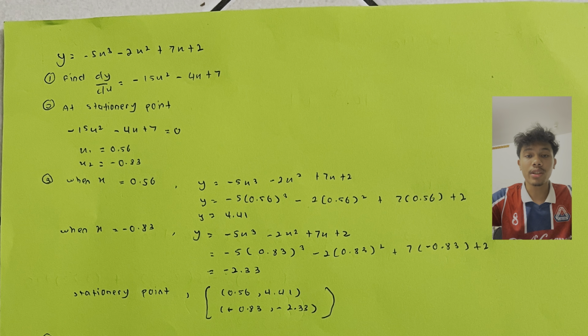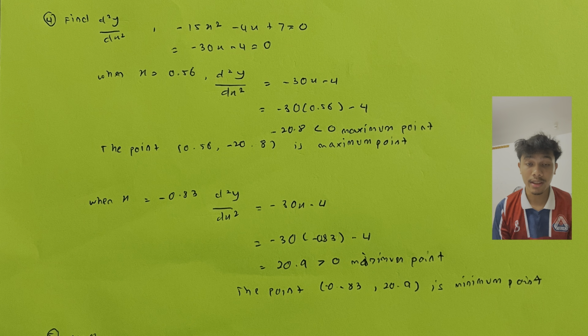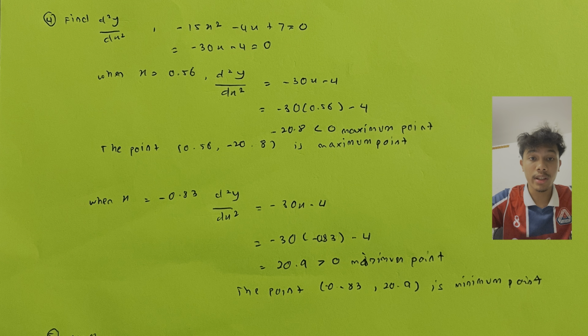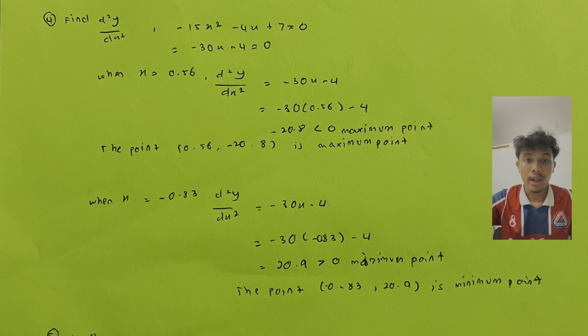negative 2.23. Then you must differentiate the differentiation that you got before, and that will be d square y over dx squared, and you will get negative 30x minus 4 equal to 0. When x equal to 0.56, you must enter it into d square y over dx squared, and you will get negative 20.8 is less than 0, and it will be your maximum point. The point is 0.56 and negative 0.28 is the maximum point for equation 1.